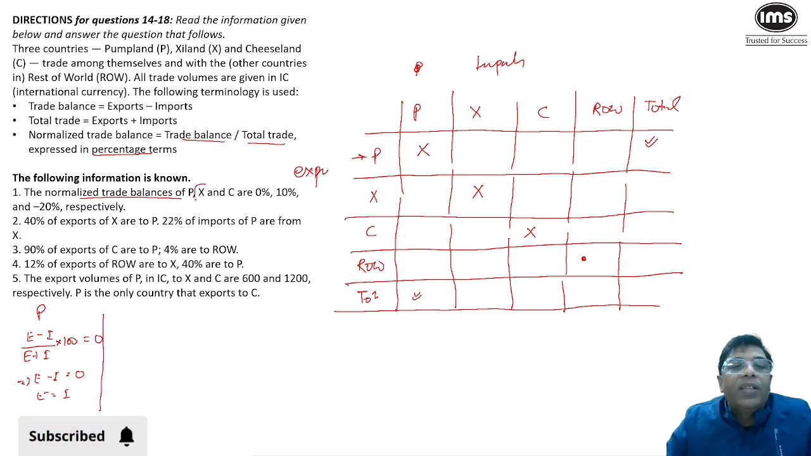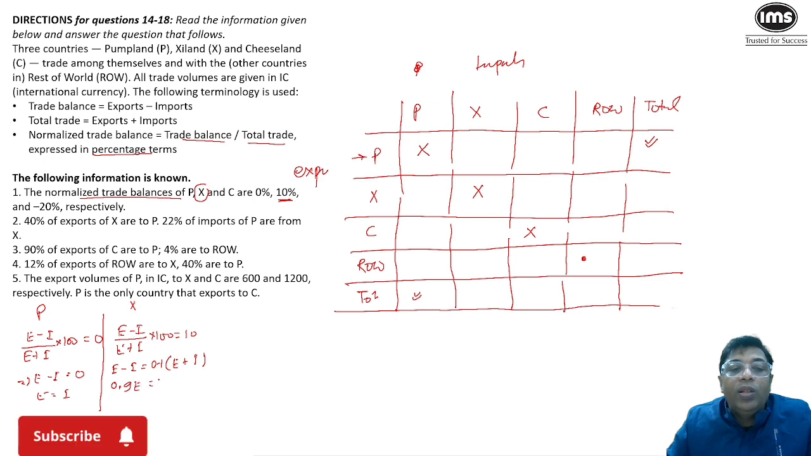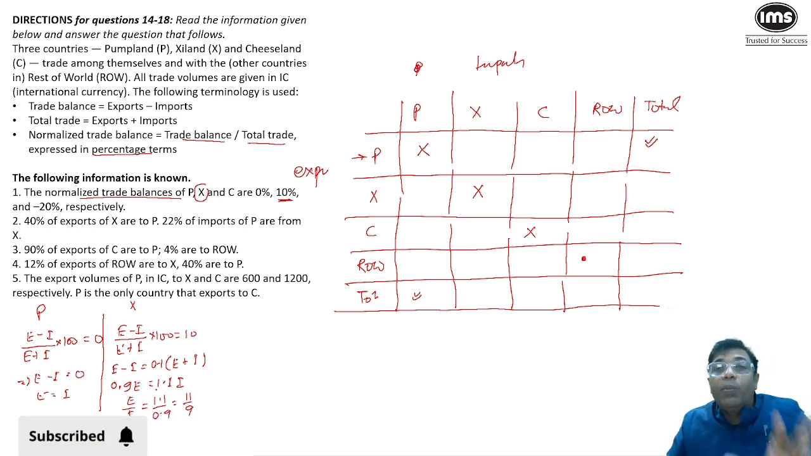Now let's do it for X. X's normalized trade balance is 10%. So for X, E minus I upon E plus I into 100 has to be equal to 10. Simplify: E minus I is equal to 0.1 multiplied by E plus I. Now simplify, you get 0.9 E is equal to 1.1 I, which means E by I is equal to 1.1 upon 0.9, which is 11 by 9. So I can say the ratio of export to import for country X has to be 11:9.